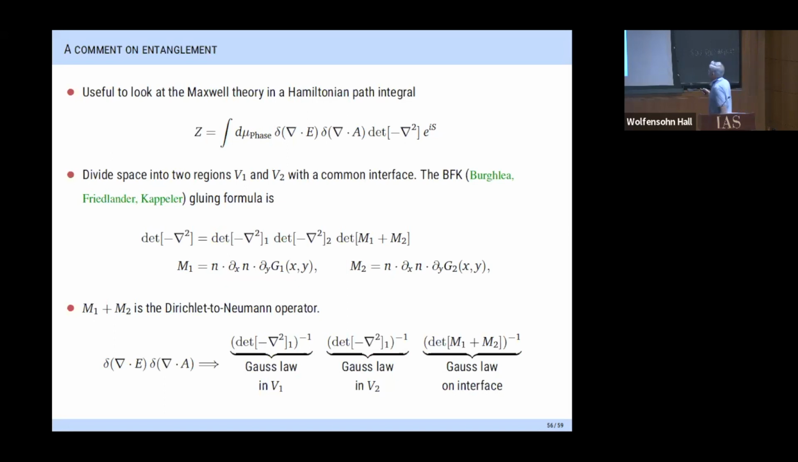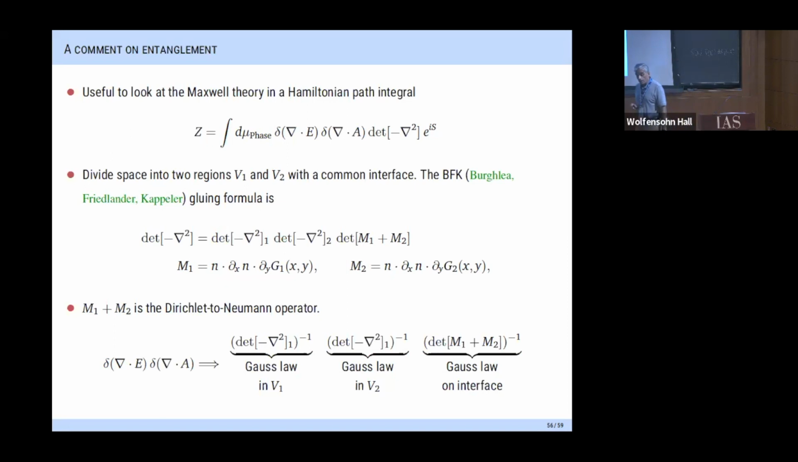So if I decompose this determinant by the gluing formula, I'm going to get these three things here. What about these two? If I decompose these in terms of separate regions V1 and V2, you will find this. So what happens is this, multiplied by the phase volume, these factors exactly cancel this, and all the determinants disappear from the theory.